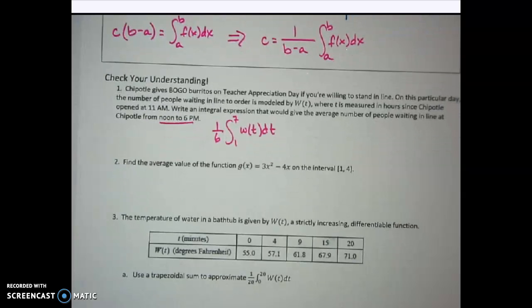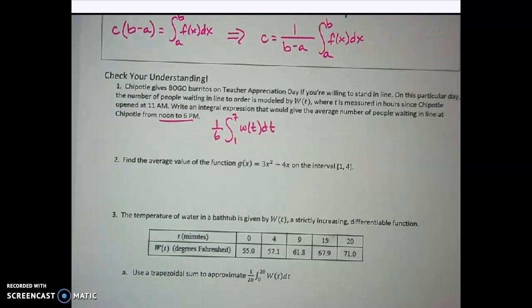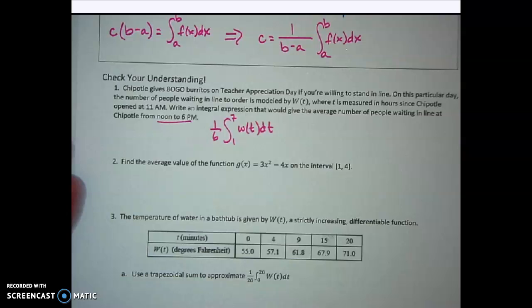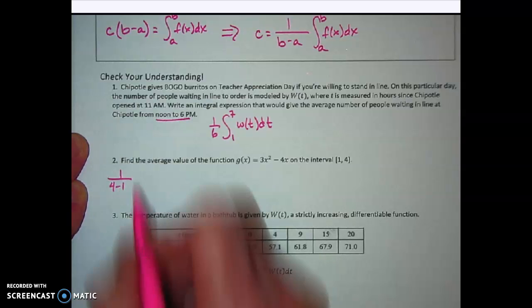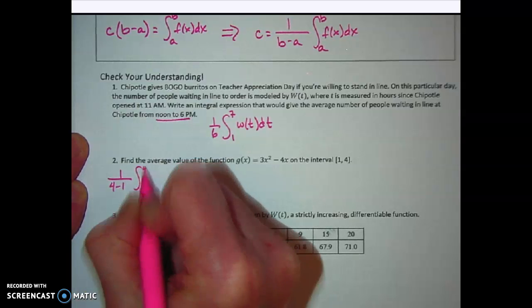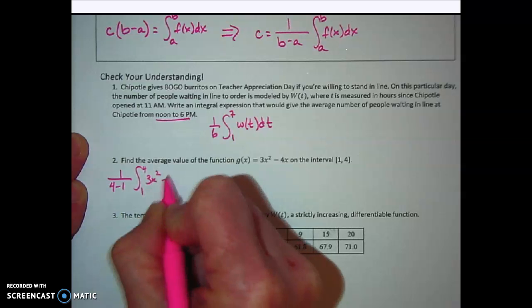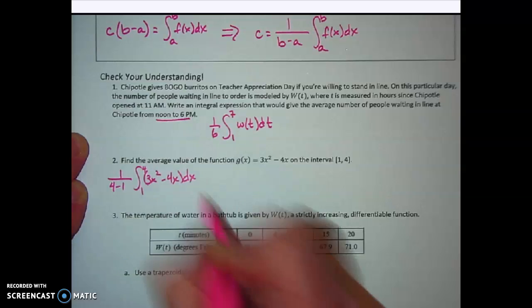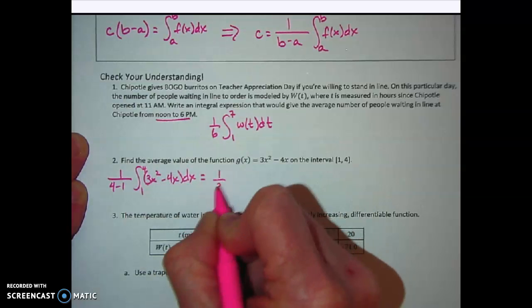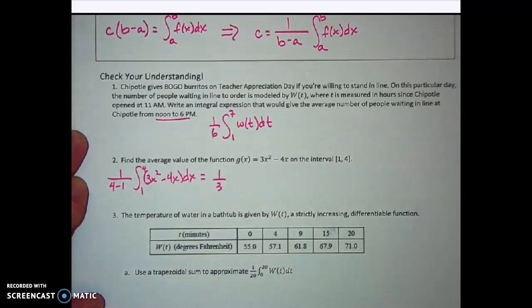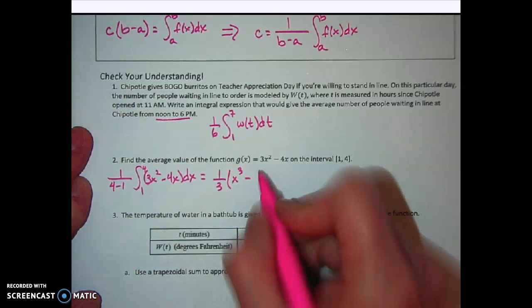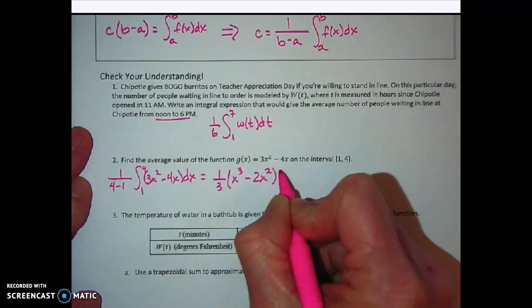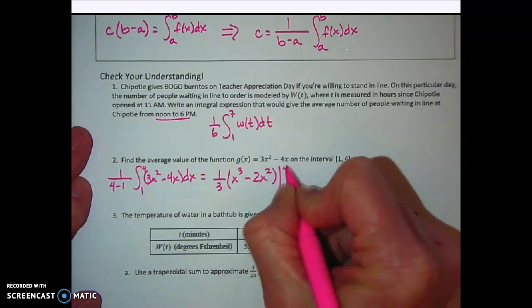Number 2, find the average value of the function g of x equals 3x squared minus 4x on the interval from 1 to 4. So again, my interval is 4 minus 1, and I'm looking at the integral from 1 to 4 of 3x squared minus 4x dx. This is 1/3, and then if I take the integral, 3x squared is going to be x cubed, minus the integral of 4x, which is going to be minus 2x squared. And I'm going to look at this from 1 to 4.